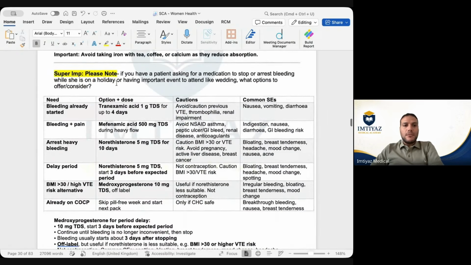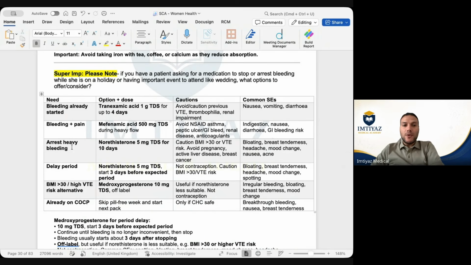So, if someone has already started to have bleeding, we can give tranexamic acid, 1 gram 3 times a day for 4 days. That can make the bleeding less. If she's having bleeding and pain, you can give mefenamic acid. And you will find here the side effects for each one. Why? Because the patient can ask me in the exam, what are the side effects?